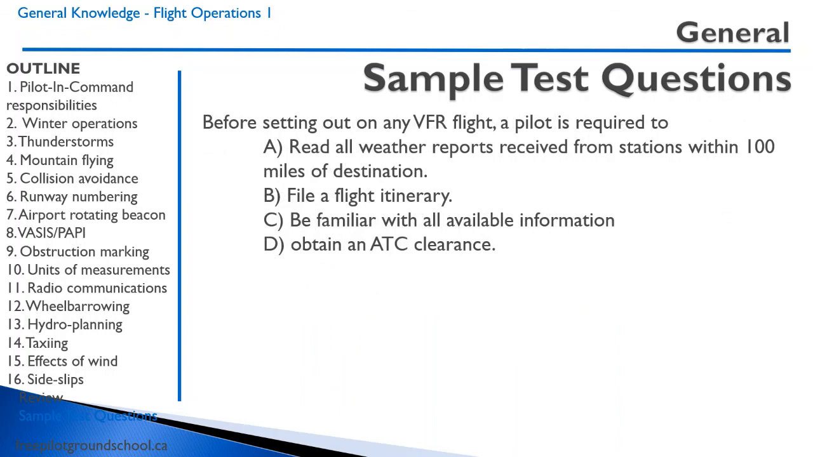Here's another common sense question, which I did not give you the exact answer to in this lesson. Before setting out on any VFR flight, a pilot is required to A, read all weather reports received from stations within 100 miles of destination. No, that seems a bit onerous. B, file a flight itinerary. No, you don't need to file a flight itinerary. You could file a flight plan, or you could just stay within 25 miles. C, be familiar with all available information. That sounds pretty good. Let's continue. D, obtain an ATC clearance. No, you don't need an ATC clearance if you're not in controlled airspace. So correct answer C, you have to be familiar with all available information.